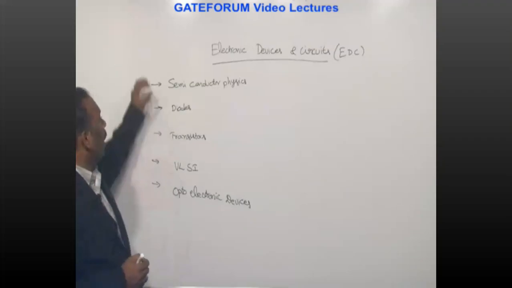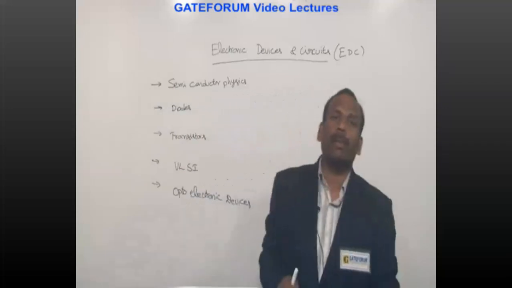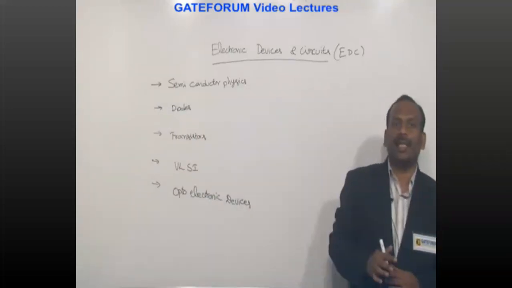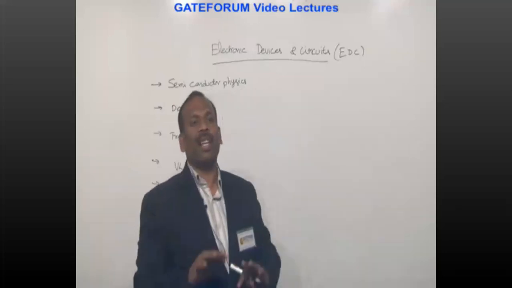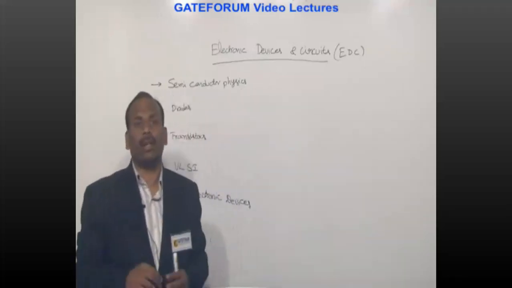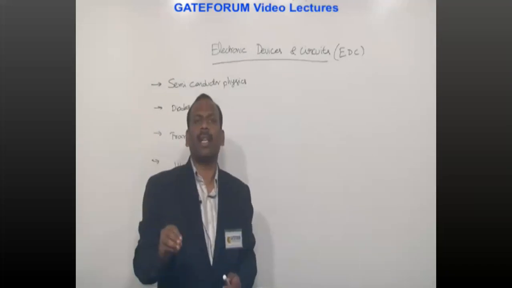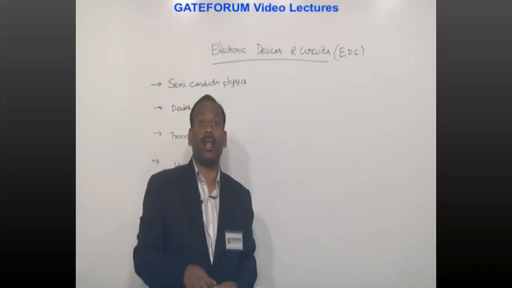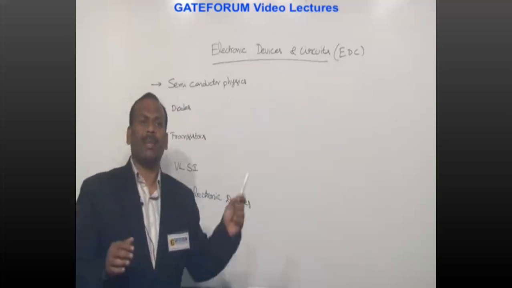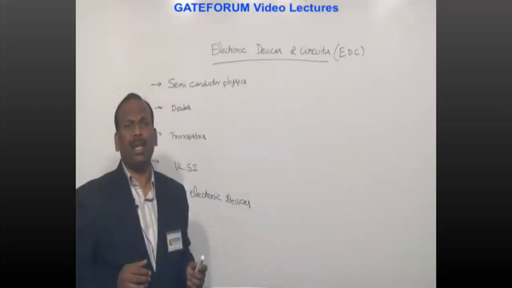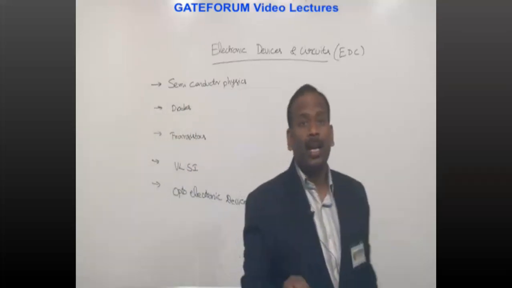Now comes the question, on an average, how many marks we can expect from this subject, EDC. If you see the previous 4-5 years, on an average we are getting 10 marks. If you see last year or the year before, we have 11 to 12 marks also asked from EDC. Once upon a time it was asked 7 to 8, 9, so it's varying. On an average we can expect around 10 marks from this one.